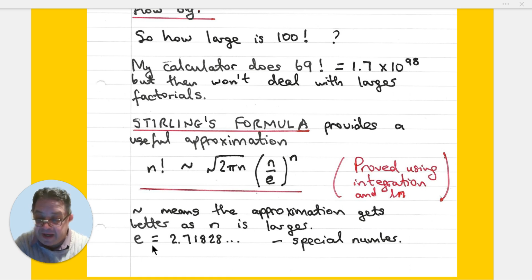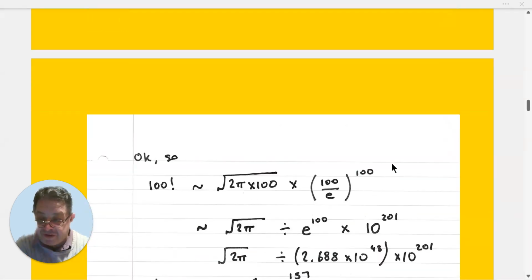And the e number is the special number e, 2.718281828, etc. So this approximation has two special numbers in it, pi and e. These numbers really get everywhere in maths. If you're wondering how this is proved, it's proved using integration and natural logarithms, if you know about those things. So let's apply Stirling's formula to 100 factorial.